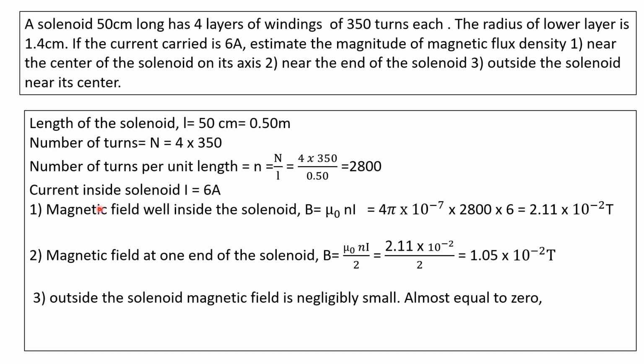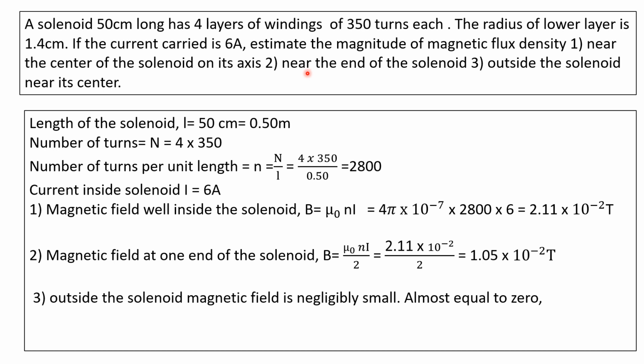Now we can first find the magnetic field well inside the solenoid using the equation B = μ0 n I. μ0 is 4π into 10 raised to minus 7, n is 2800 and current I is 6 ampere. So the answer is 2.11 into 10 raised to minus 2 Tesla.